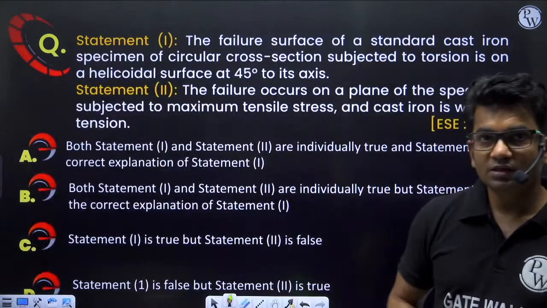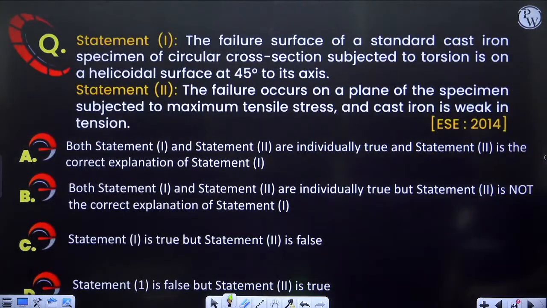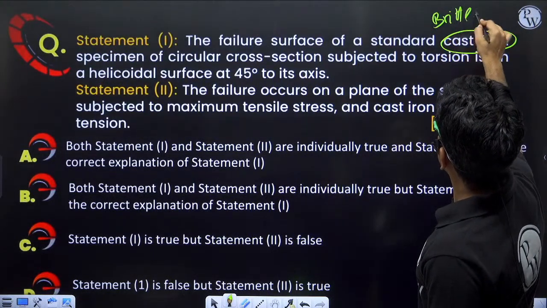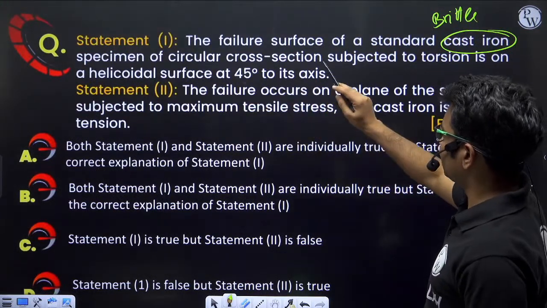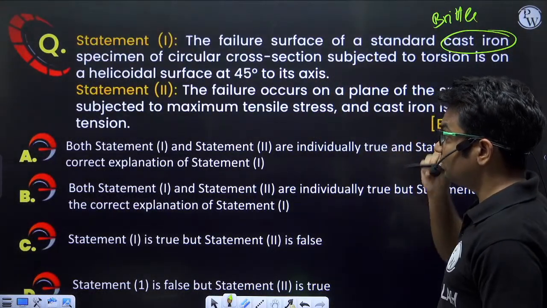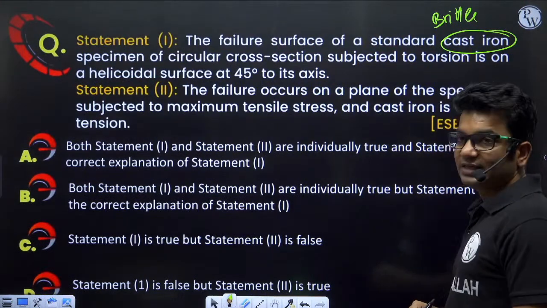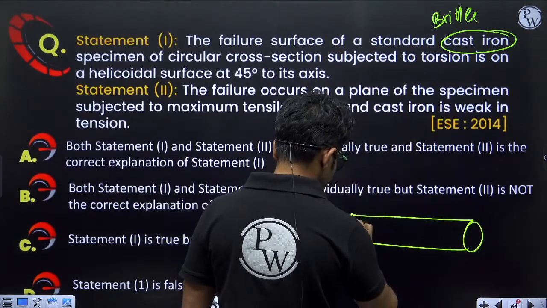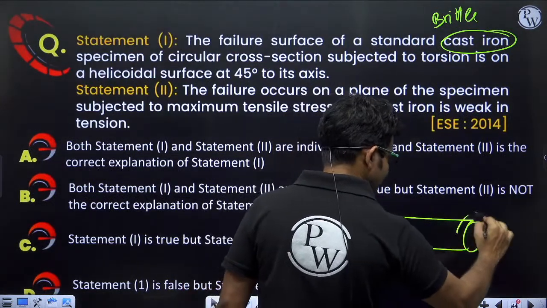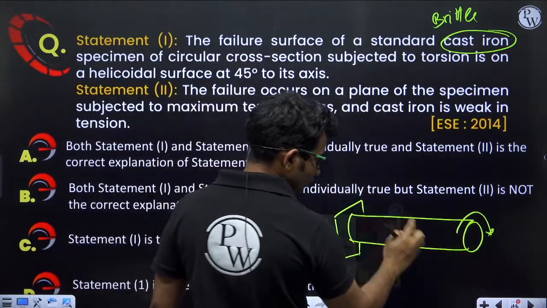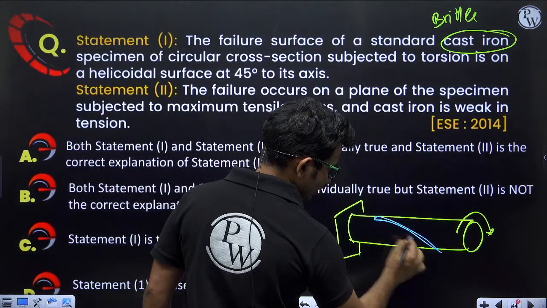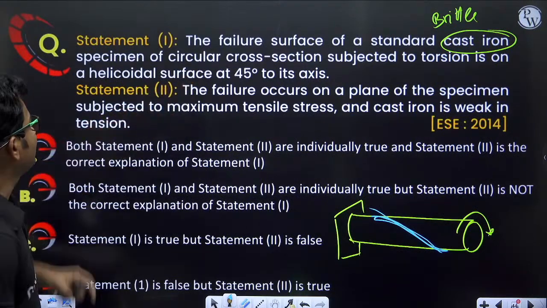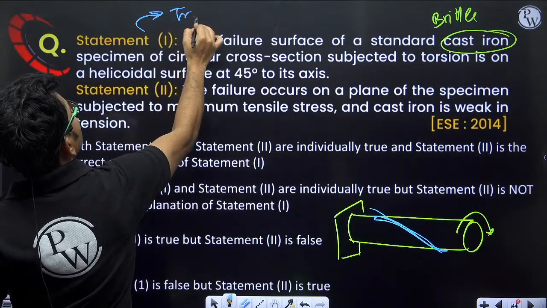Clear? Next question. The failure surface of a standard cast iron specimen. So cast iron is a brittle material. Statement 1: cast iron specimen of circular cross section subjected to torsion fails on a helicoidal surface at 45 degree. Yes, if cast iron, a brittle material, is subjected to torsion like this, the failure will be something like this. At 45 degree to the axis, a rough helicoidal surface will be formed. So this is true.